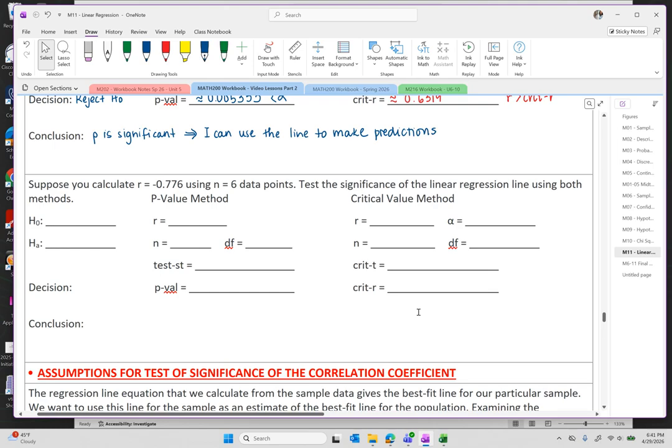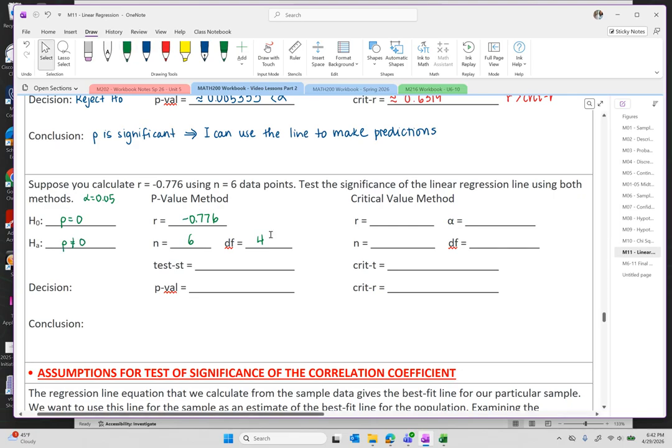Let's try this one again at the 5% significance level. Suppose you calculate an r equal to negative 0.776 with n equals 6 data values, so degrees of freedom, n minus 2, will be 4. And you want to test the significance of the linear regression line using both methods. Remember, your null hypothesis is that there is no linear correlation versus the alternative that there is a linear correlation.